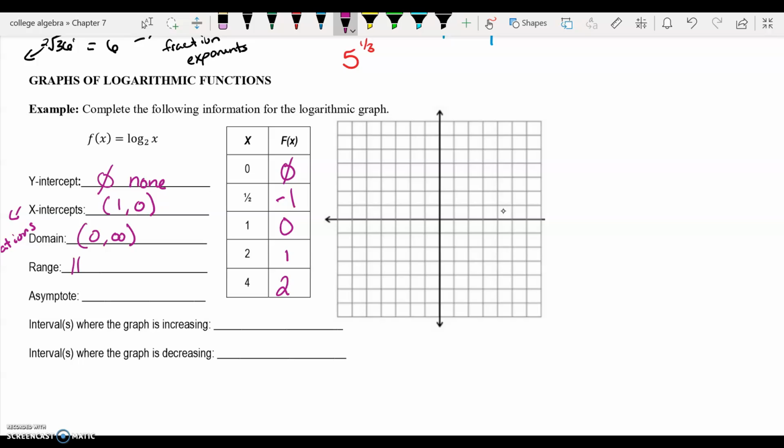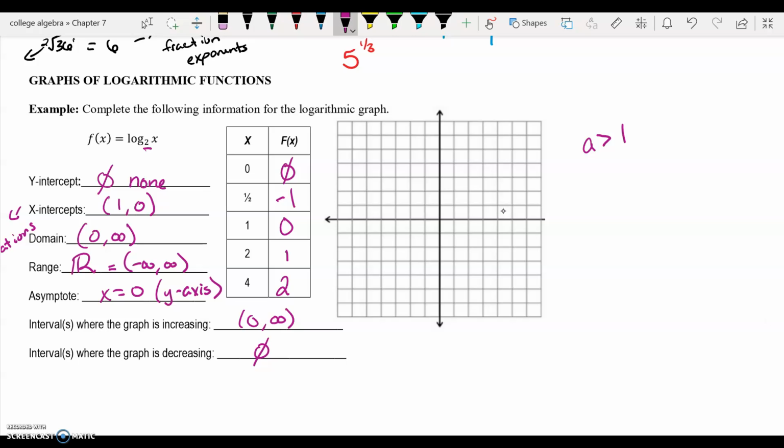Your range is all real numbers, which is also negative infinity to infinity. Your asymptote is at x equals 0, aka the y-axis. So that means it's never going to cross that line. This one's increasing from 0 to infinity, and then there is no decreasing. The big thing is the base too. If your base is greater than 1, it's going to look like this. It's going to have this shape.